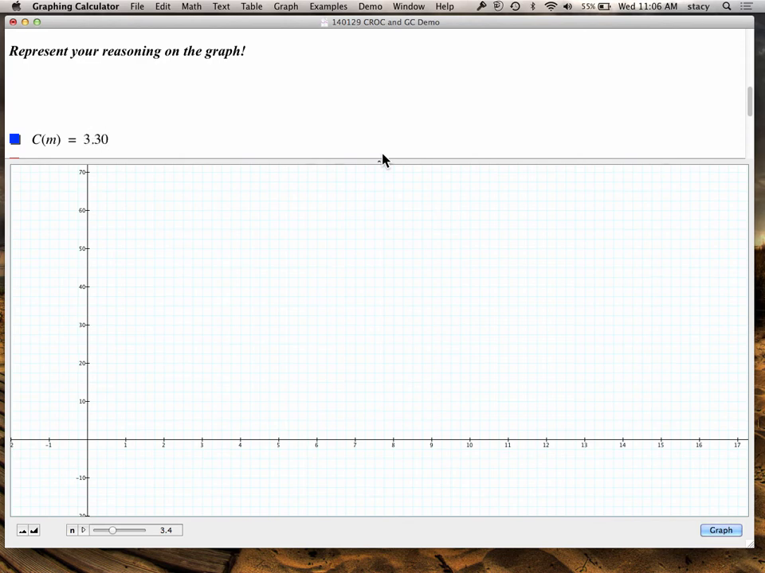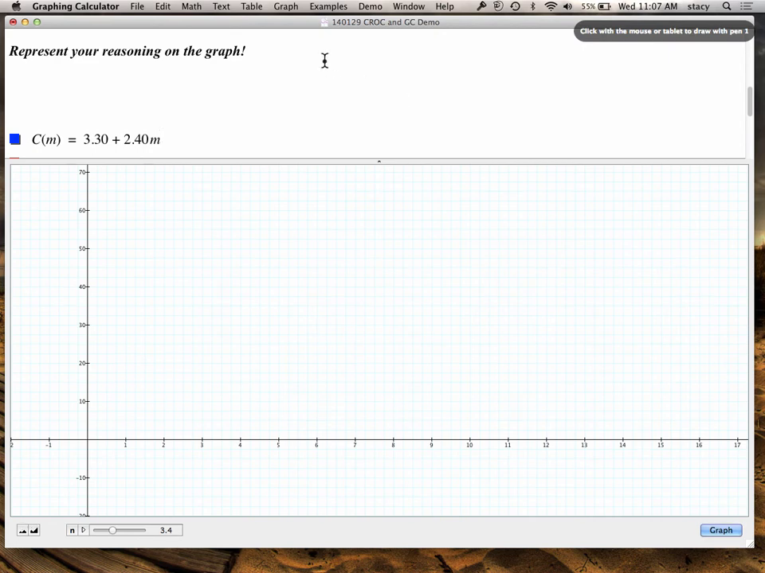So the cost in terms of number of miles traveled is going to be what? So you pay $3.30 no matter what. You step in that taxi cab, you are paying, okay? And then it was $2.40 M.